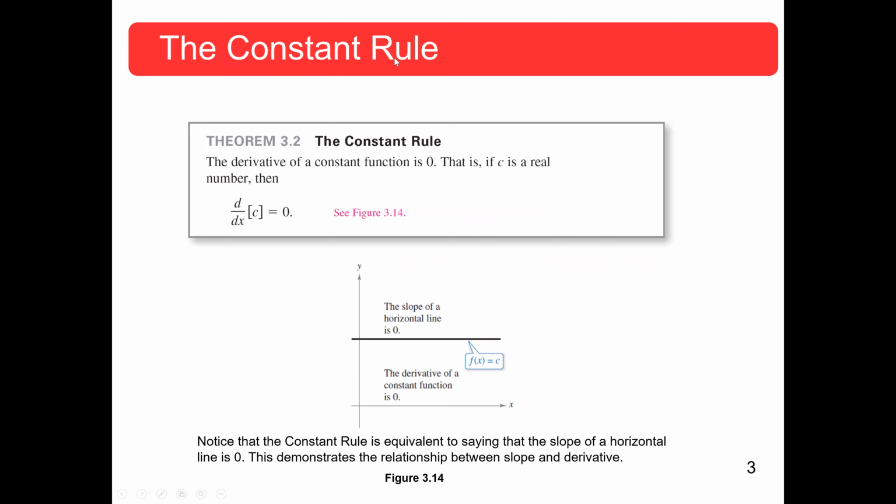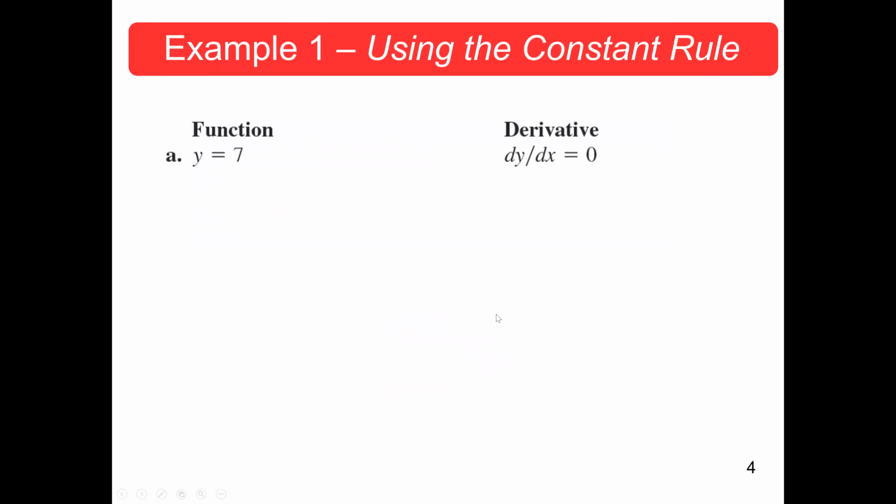So we start with the constant rule. Here we say that the derivative of a constant function is always 0. So the derivative of any function that has only a constant value is 0. So let's see an example. The function y equals 7. Again, 7 is a constant value. So the derivative of y, which is dy/dx, is 0.